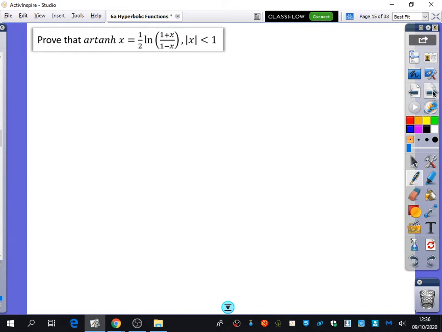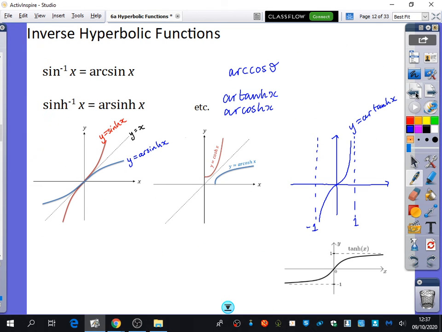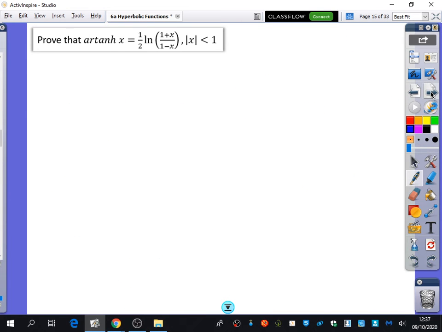So there is one more that I would like you guys to try and prove. This time we're going to try and prove that r tanh x is a half ln of (1 plus x) over (1 minus x). And x is only allowed to be less than 1 in this case. That's to do with what we just talked about: we know that the input values of x are between 1 and minus 1. So that's why it's like that. I'm going to do this one on the board as well.